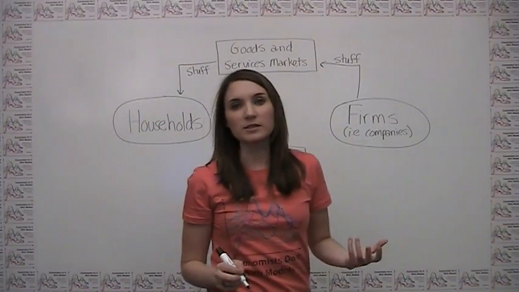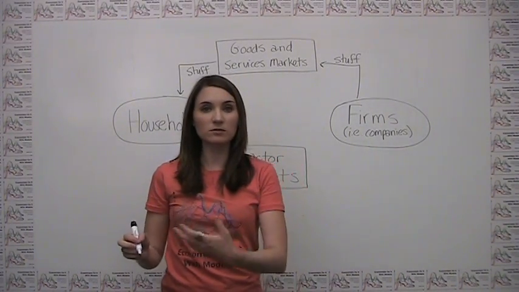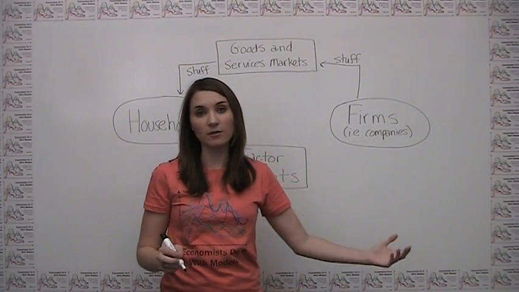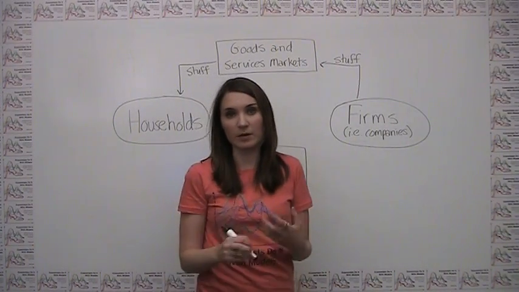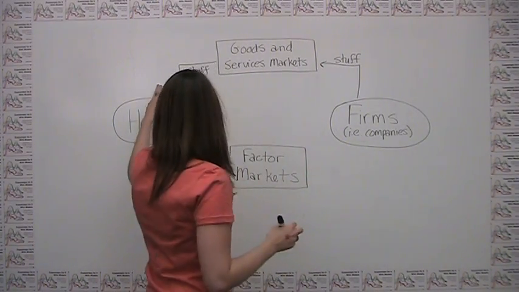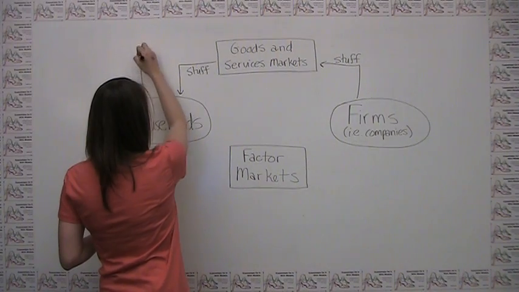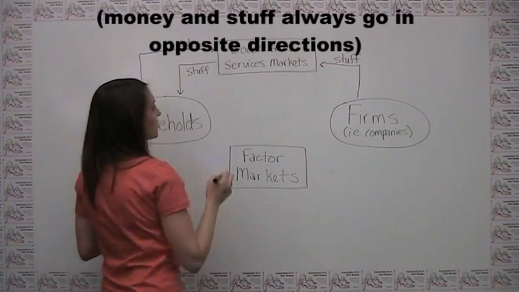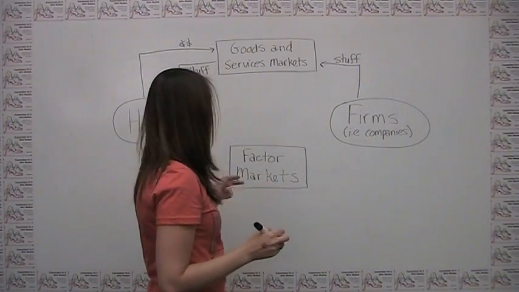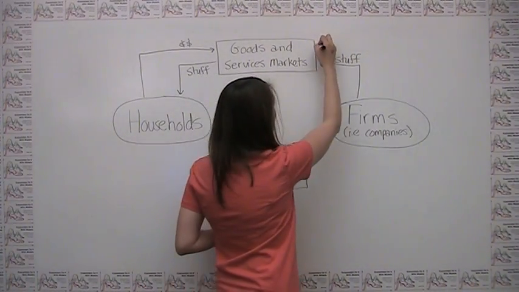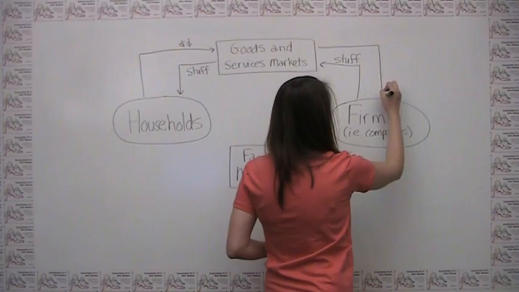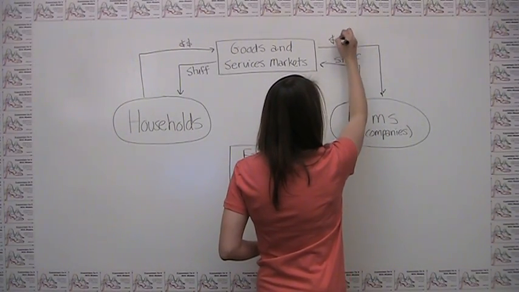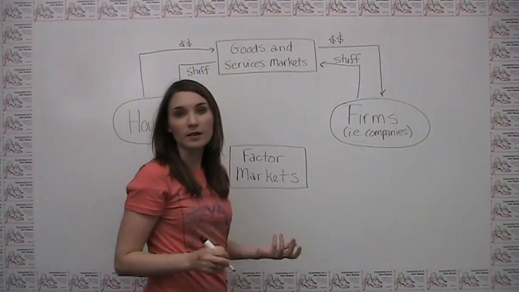On the other hand, because we're always exchanging money for stuff, or goods and services in an economic sense, we're going to have the money going from households into the market, because the households are buying stuff and giving up money. And we're going to have money going to the firms, because they're getting money in exchange for selling their output.